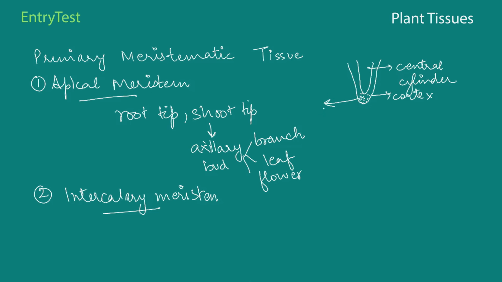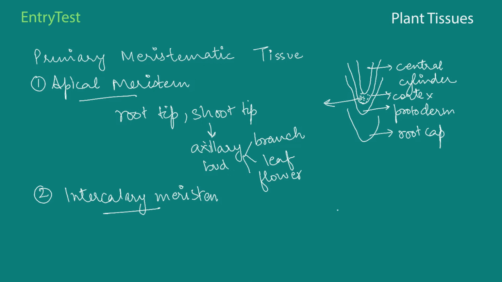Beneath that, what you have is a layer of protoderm. Another layer, so this is the third layer. And I hope you remember what is there at the end of the root. For the protection, that is the root cap. So basically these four layers are there: the central cylinder, the cortex that contains the apical meristem at the end, the protoderm, and the root cap. This is how the apical meristem exists in the root.